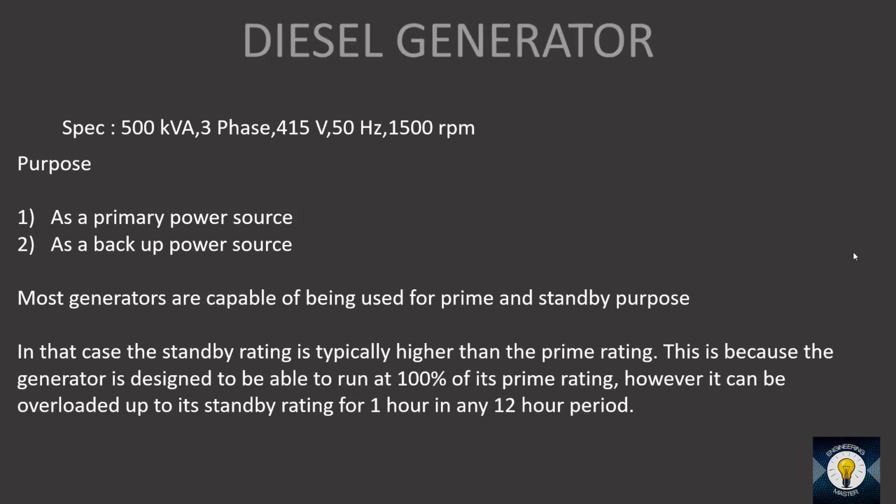In that scenarios, the standby rating will be typically higher than the prime rating. For example, a generator with prime rating of 100 kVA, it is designed to be able to run at 100% of capacity, that is 100 kVA, or as a primary power source. But it can be overloaded up to, we can say, 120 kVA for 1 hour in any 12-hour period. Basically, the standby rating of a generator will be higher than the prime rating of a generator. Almost all the generators can be overloaded to its standby rating for some time periods.